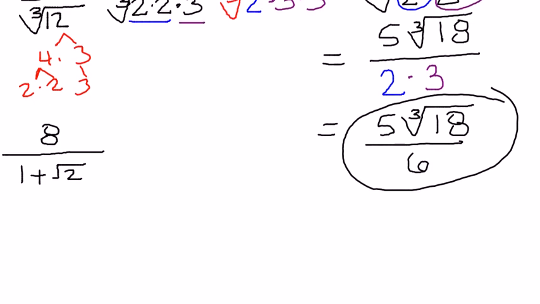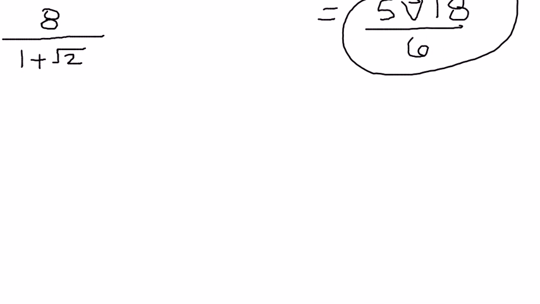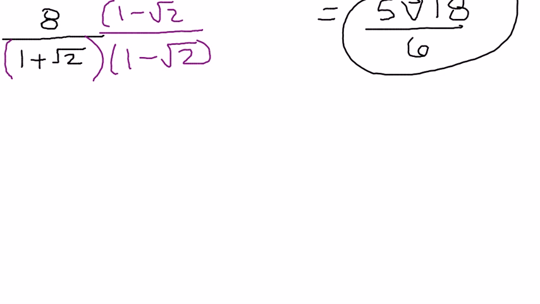Alright, look at the last one real quick. In order to get rid of a radical in a denominator where you have a binomial, right now I have two terms. This only works if you have a square root, but if you've got a binomial in the bottom, then you need to multiply by the conjugate. The conjugate is 1 minus the square root of 2.